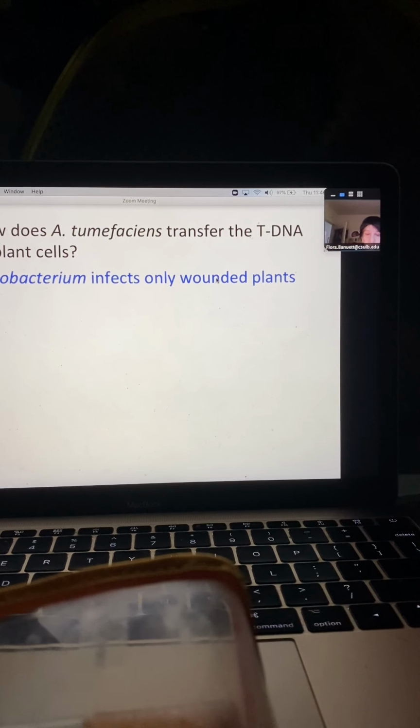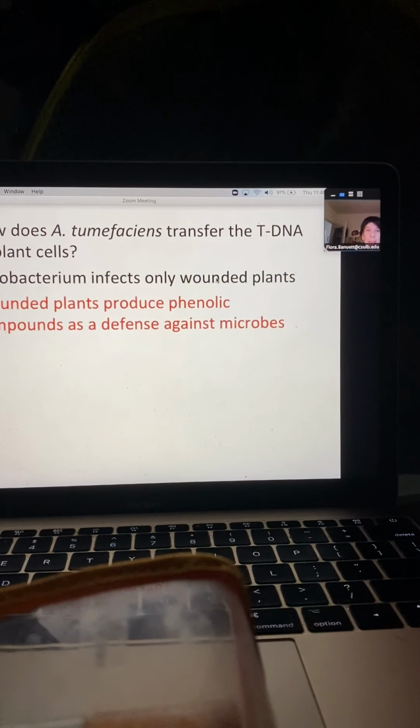When a plant is wounded, they produce compounds, phenolics, so these are derivatives of phenol, that protect the plant. They fight invasion by pathogens. They also produce certain sugars too that are part of this wounded response of plants. And this is very important in why Agrobacterium infects only wounded plants. So wounded plants produce phenolic compounds as a defense against microbes. And this is a response basically of all plants. When you wound them, they have this response.